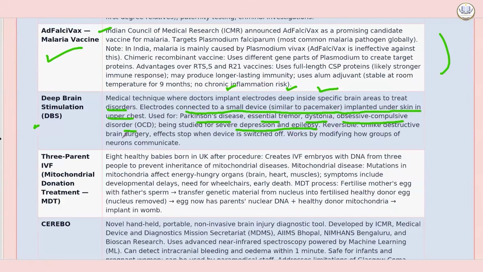It is reversible, unlike destructive brain surgeries. Effects stop when the device is switched off. It works by modifying how groups of neurons communicate.